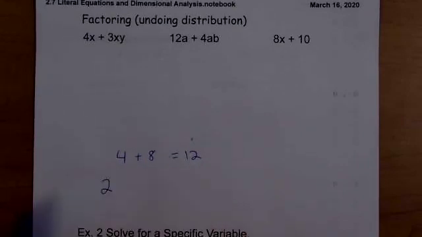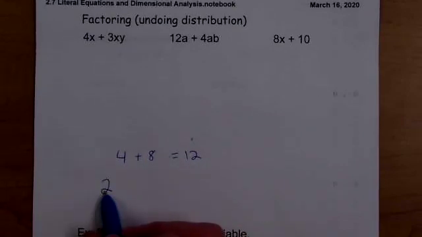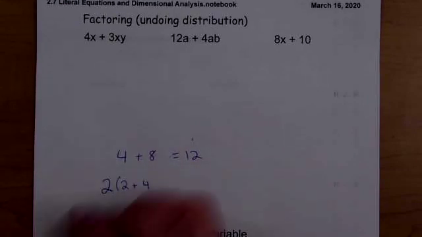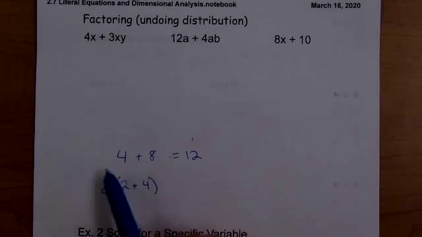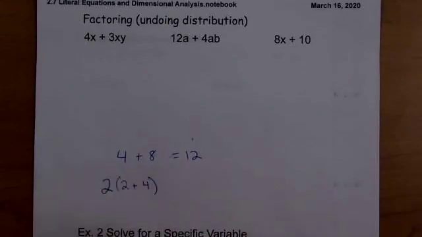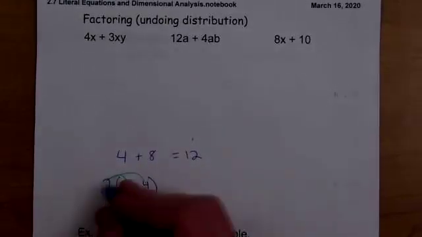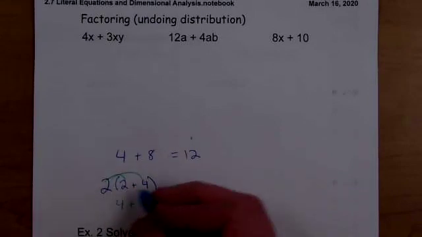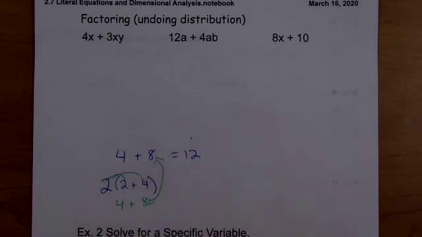So if I factor out a 2, or if I take 4 and I divide it by 2, well, what times 2 will give me 4? Well, that would be 2. So if I did 2 times 2, that'll give me 4. Well, then what times 2 will give me 8? Well, that'll be 4, because 2 times 4 is 8. Now I have this. Again, undoing distribution. If I distribute this 2 through, 2 times 2 is 4, 2 times 4 is 8. We ended up with the same thing. So by doing this, I look to see what's common between both of these things.